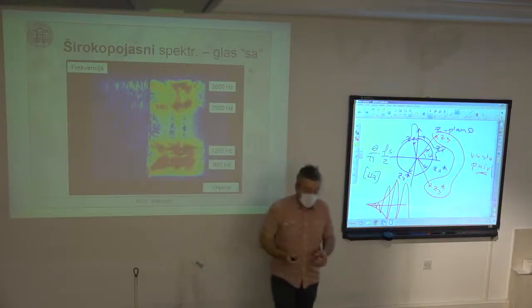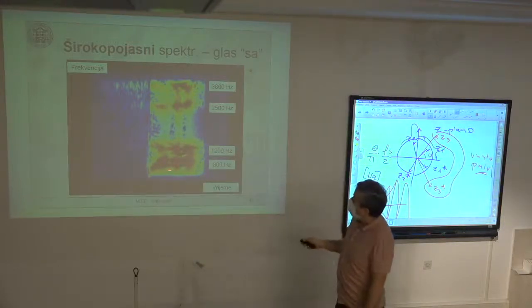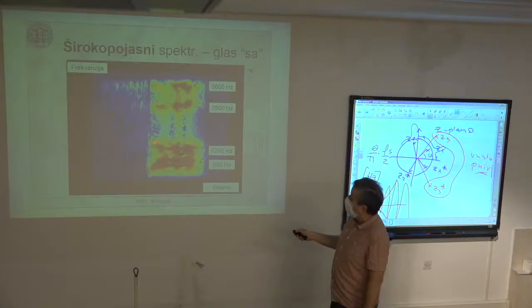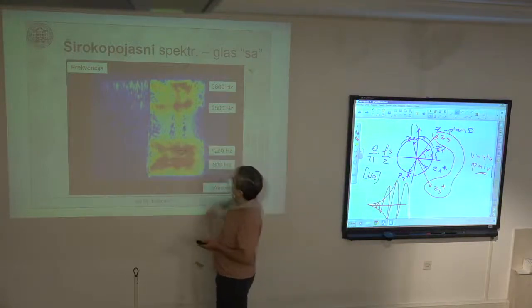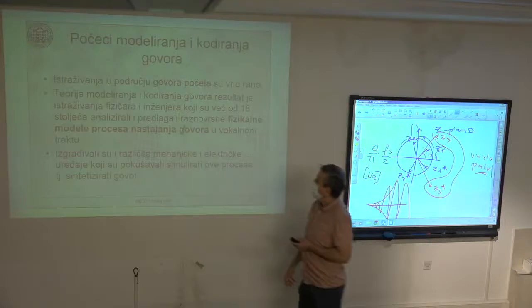Okay? We also see that the formant frequencies are also changing slightly during pronunciation. So with this sa, I have the varying first formant, varying second formant. So they also have some curve, some function, some time dependence.